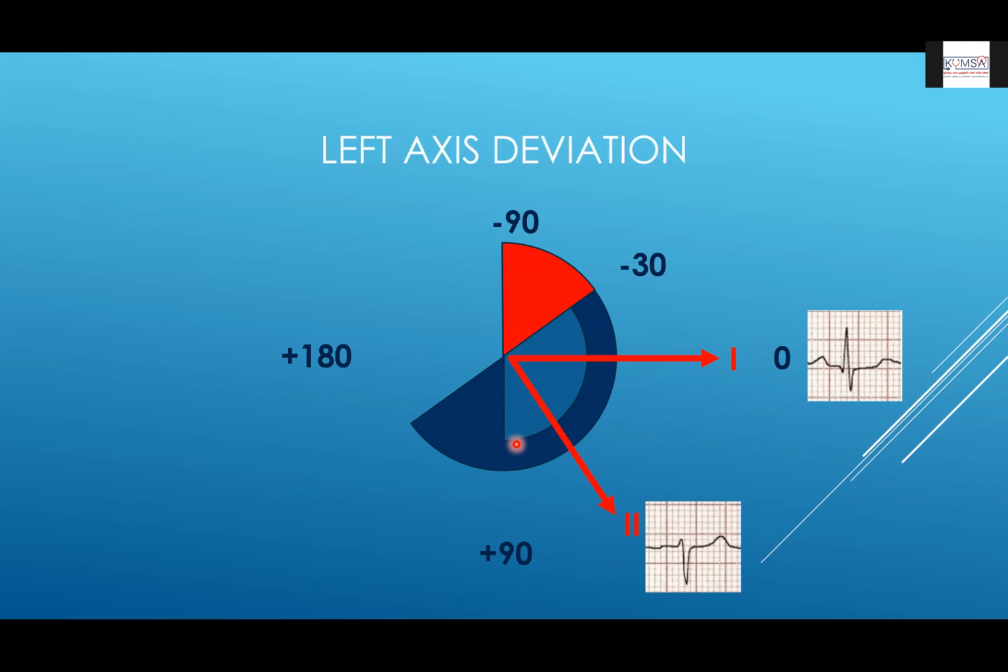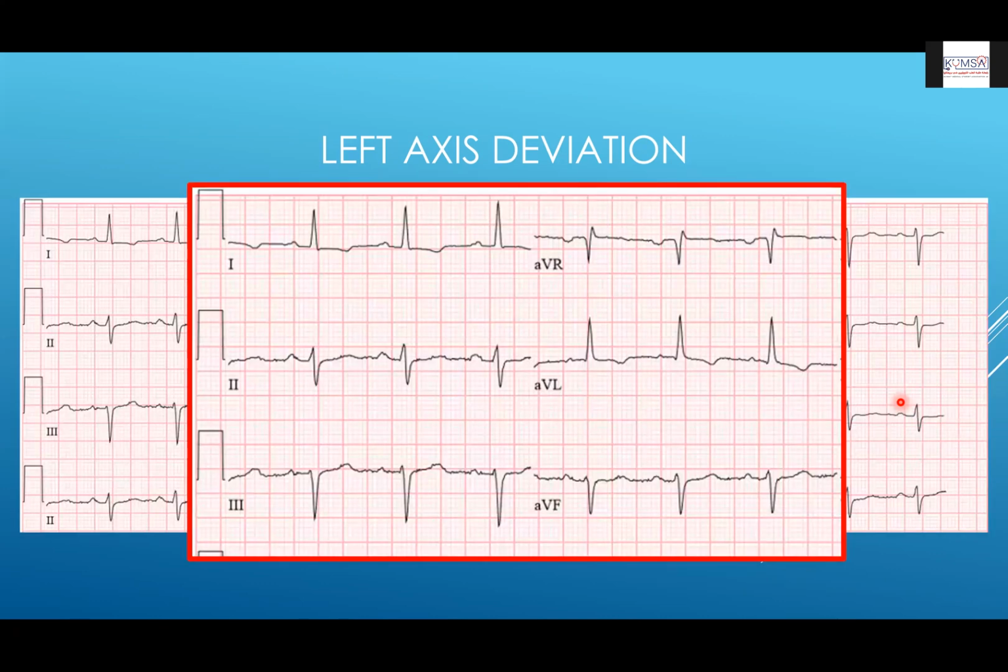Now, with left axis deviation, we apply the same fundamentals, looking at lead 1 and lead 2. Lead 2 will be negative because it's outside that angle. That lead 2 will give you a positive result, so it'll be negative. But lead 1, since it's still in the positive range, will be positive. So that's left axis deviation. And this is just an ECG example of a left axis deviation. You can see a positive lead 1 and a negative lead 2.